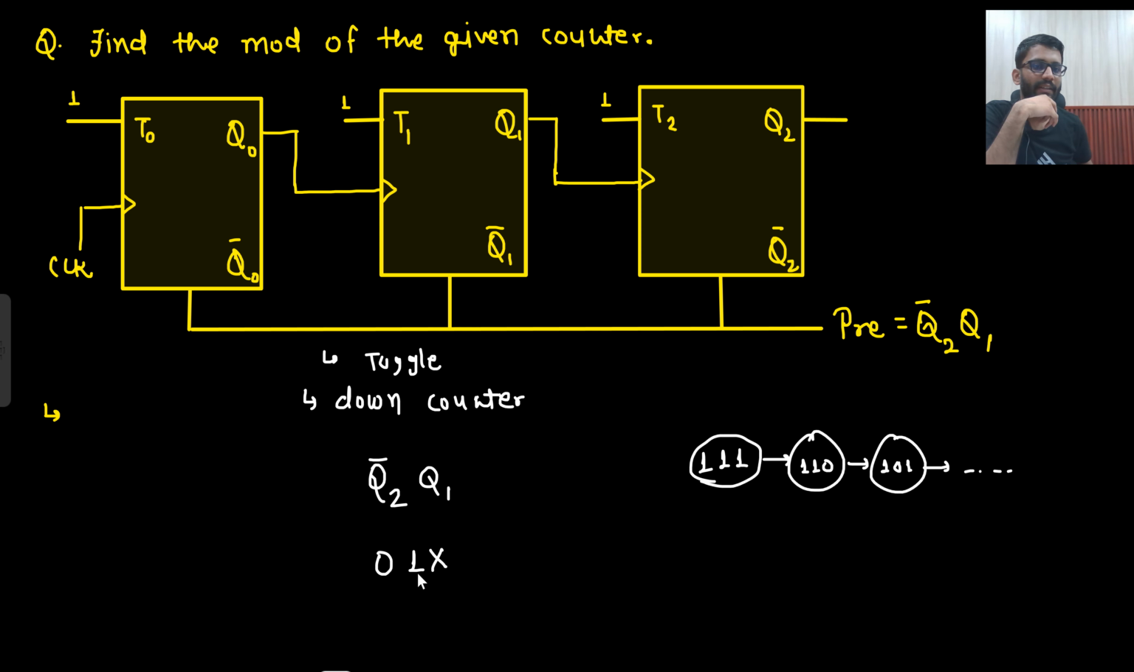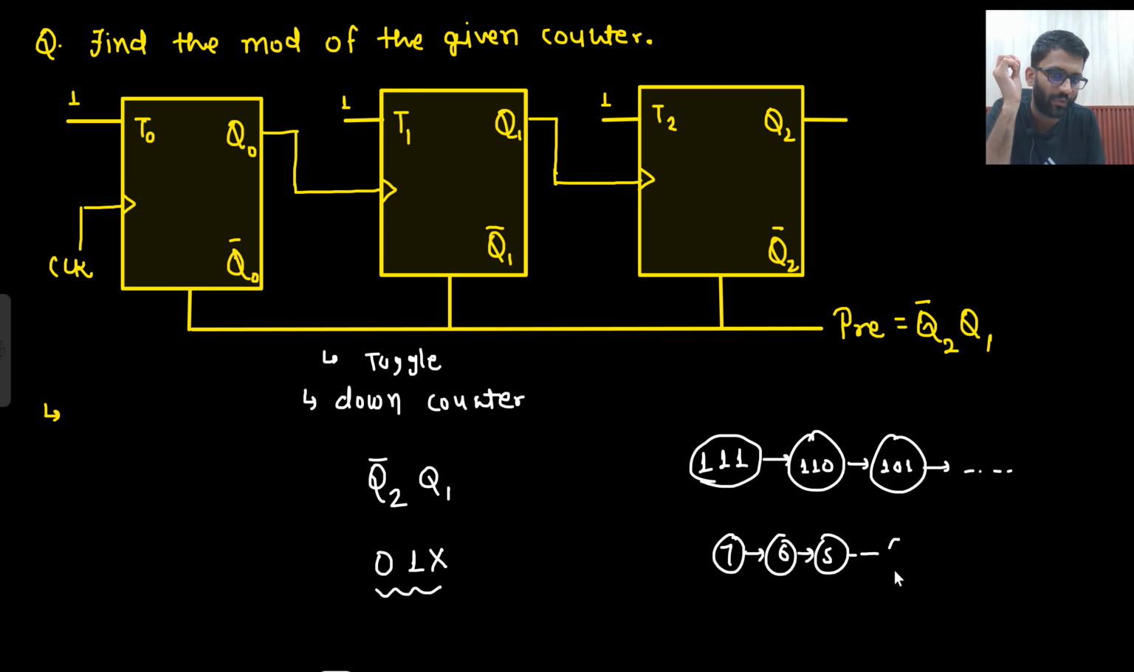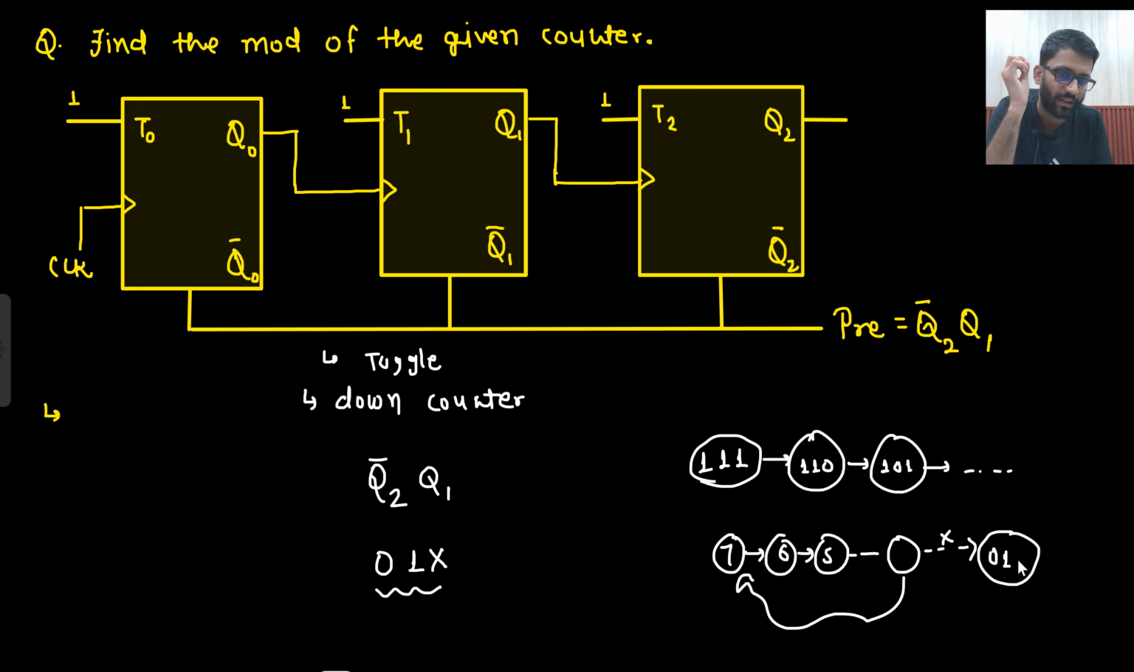Now tell me one thing, whether you will take the Q0 from this expression, from this 0 1 don't care. You can tell where the loop will break. Like you are starting from 7, you will go to 6, you will go to 5, and somewhere the loop will break. So this will be that value where the loop is broken, that is 0 1 don't care.